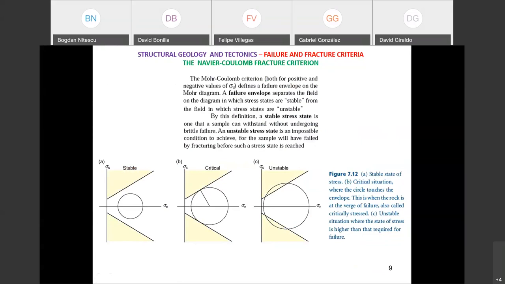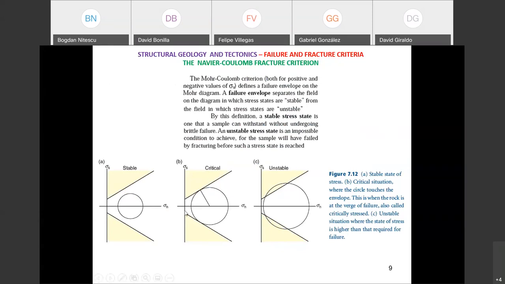It's an empirical science. Once you know the stress conditions in a certain volume of rock, if they are like this, this white part is called the stable field. That volume of rock is not going to fail.